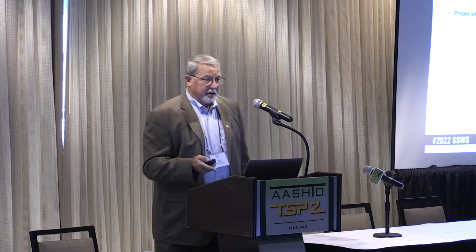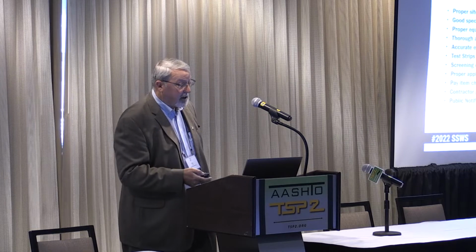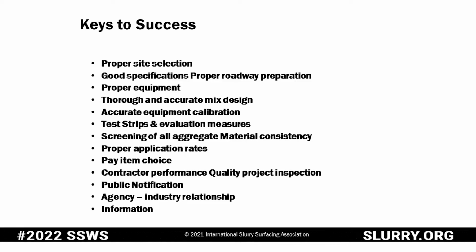A lot of important things to consider when we talk about quality control, and first and foremost is the proper site selection. You've got to have good specifications and proper roadway preparation, the proper equipment, thorough and accurate mix designs, accurate equipment calibration, test strips, and evaluating those test strips, screening of all the aggregates and material consistency, proper application rates for the materials being used, choice of pay items, contractor performance, quality project inspection, public notification, and we're going to talk about each of these individually as we go through the presentation, agency industry relationship, and ultimately information. So let's just start off.